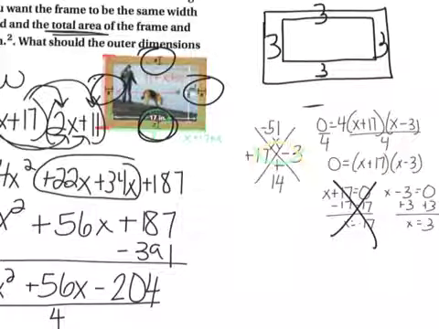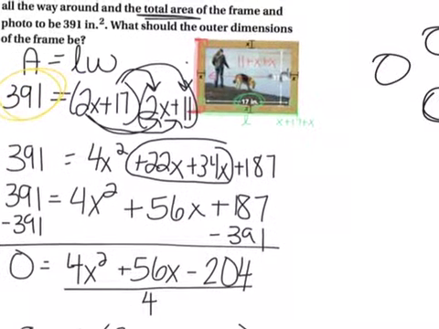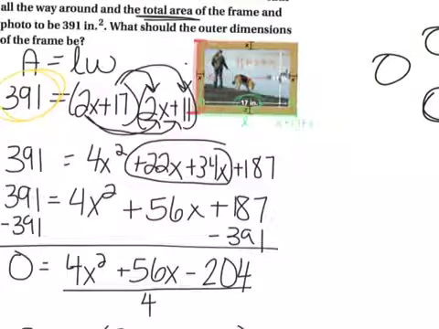Okay. But when I actually finished the problem, because I'm still not done, they asked me what the outer dimension should be. It's not 3. So what I need to do is go back to my factors and plug in 3 for my x. So if we remember, screen is too small here. My two factors were 2x plus 17 and 2x plus 11. They want the outer dimensions of the frame. So if I know that these are those, I'm going to plug in 3 and I'm going to solve.